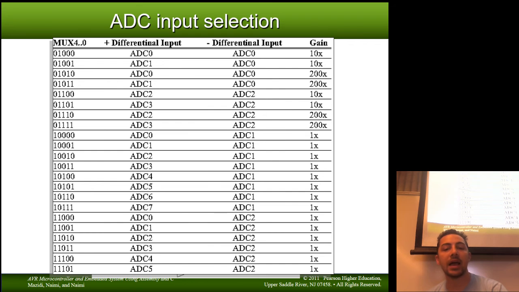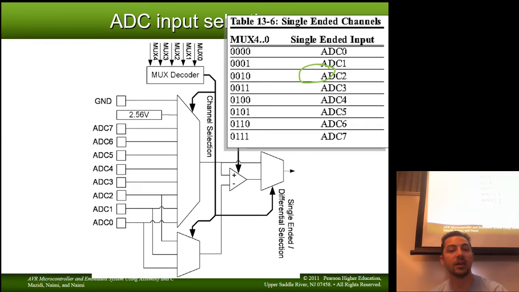You could apply a 200 gain to that. So 0.1 volts times 200, that would give you what? 20 volts. That's a little too much. But if your change was very small, say 0.01 volts, then times that by 200, that's 2 volts. That would nicely fit in your 2.56 volt reference. So that would be pretty nice.